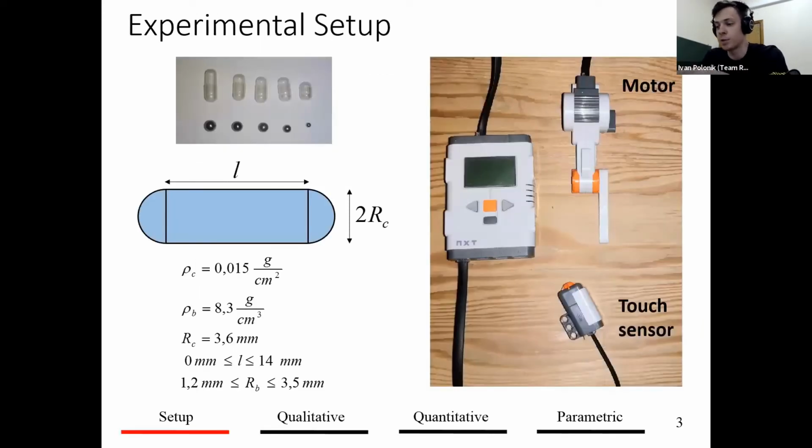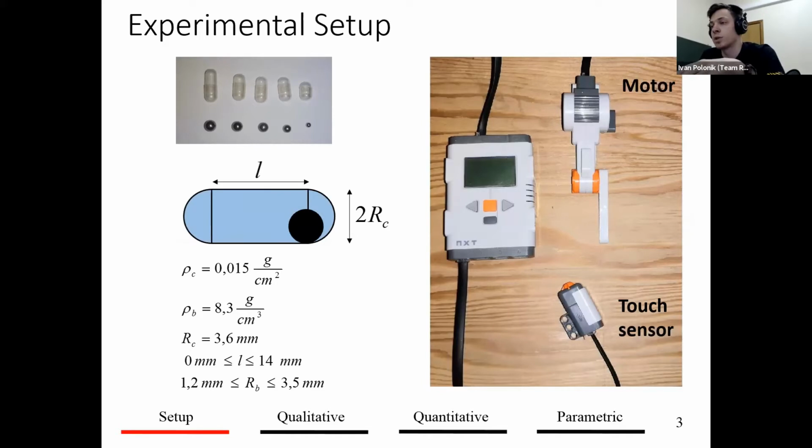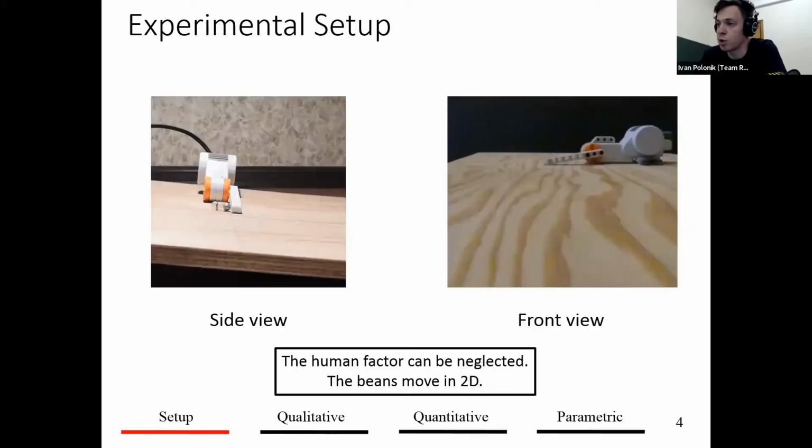So the setup which we use consists of plastic capsules with different lengths, and we put in balls with the same density but different radii to vary the mass inside. Also, we release the beams with the system you may see on the frame, which consists of a motor, a touch sensor, and a computer. There are two main advantages of using this setup. Firstly, we exclude the human factor. And secondly, we can control the role of three-dimensional motion in the system. In most of our experiments, we release our beam so that it moves in 2 dimensions.